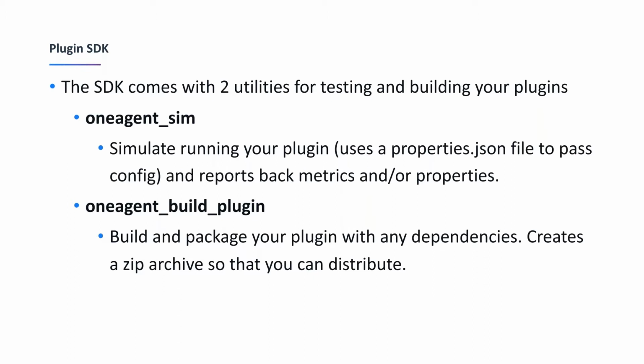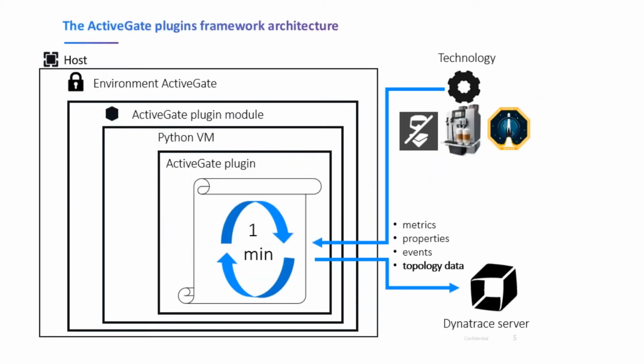Once you've written your code, you've simulated it, it's all good, you can then use OneAgent build plugin, and this is what packages it all together. It pulls in all your dependencies and puts it into a zip archive. And you use that zip archive to distribute it, to share it, etc. I'll explain and show these utilities a bit later in the hands-on section, but that's a brief overview of both of those.